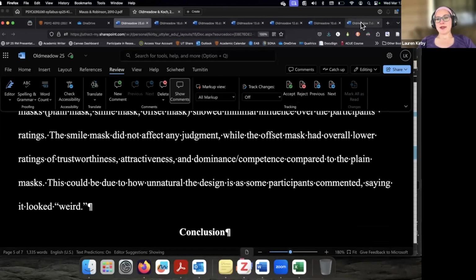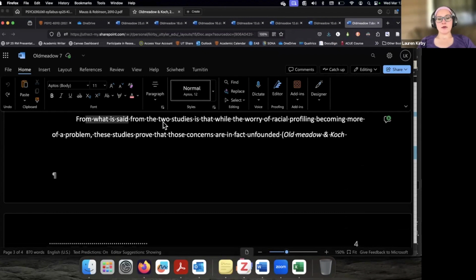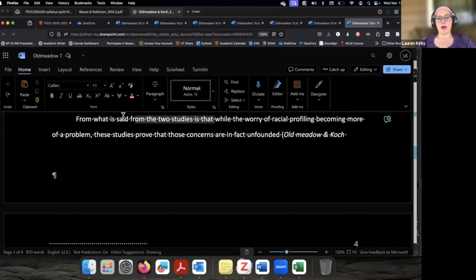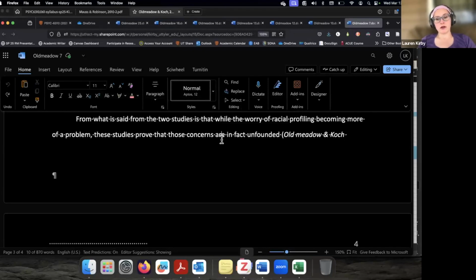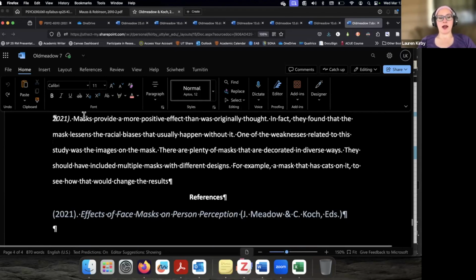So now we're going to wrap things up with the conclusions. From what is said from the 2 studies is that, whoa, you can just remove all that. Does your sentence make sense starting with while? Or even change while to although? Yeah, it does. So take stuff out if it doesn't add anything.